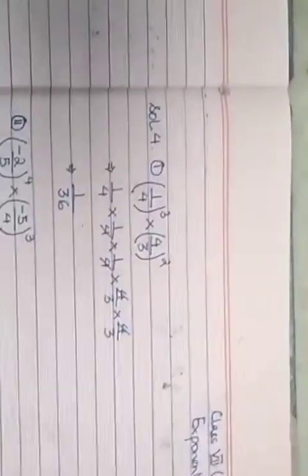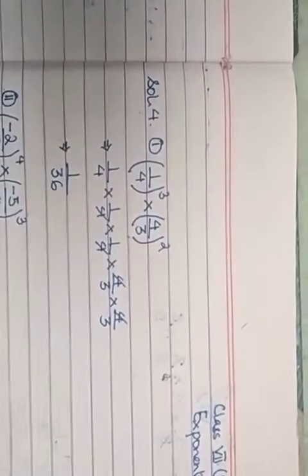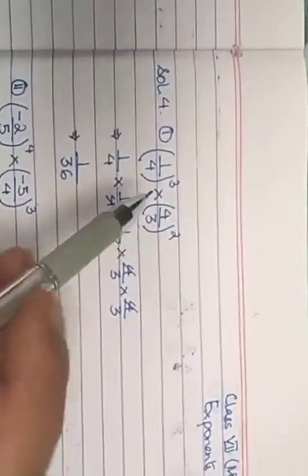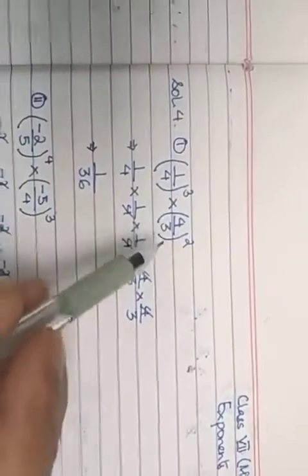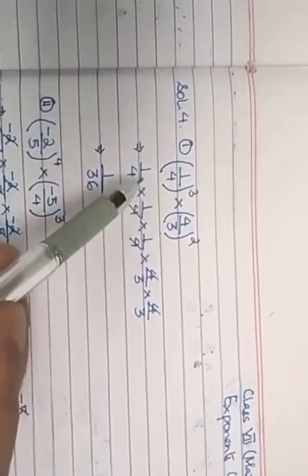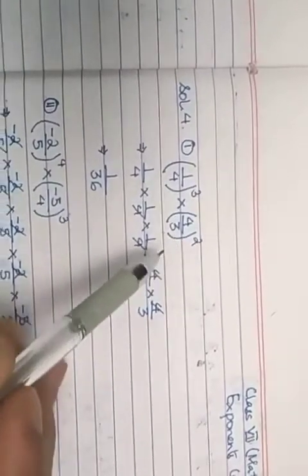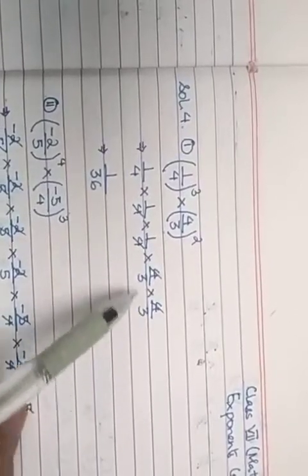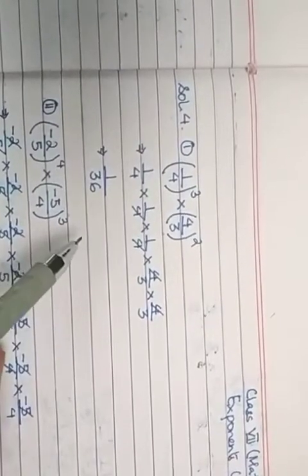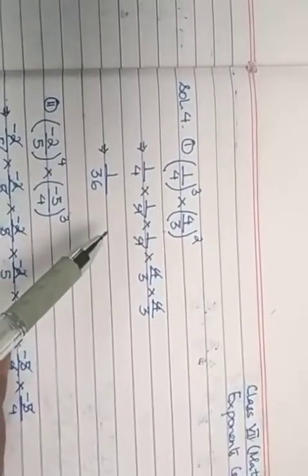So for question number 4.1 of the previous video, what we have here is 1 by 4 to the power 3 into 4 by 3 square. Now we need to multiply the exponential forms. So what I have done here, simply I have expanded the exponential form. 1 by 4 to the power 3 can be written as 1 by 4 into 1 by 4 into 1 by 4, 3 times, isn't it? Similarly 4 by 3 to the power 2 can be written 2 times. Since it's a multiplication, it now changed to multiplication of fractional forms, isn't it? So what we can do here, simply cancel the denominator and the numerator if there are terms cancelable.